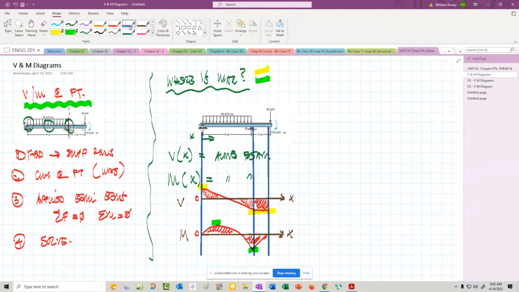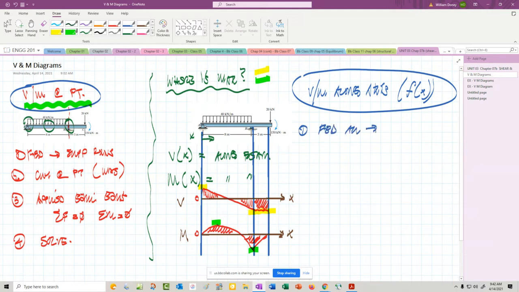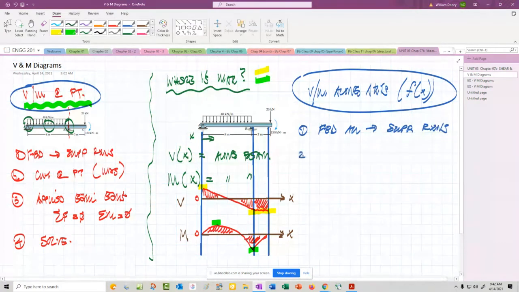And our process is going to be very similar to what we did over here when we found shear and bending at a point. We're going to find the shear and bending moment along the axis as a function of x. So our process is very similar. We're going to free body diagram all to find, again, the support reactions. Nothing new.